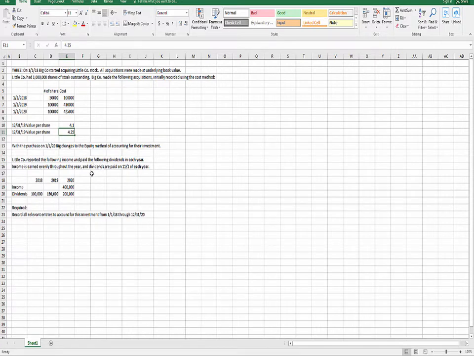Little Company reported the following income and paid the following dividends in each year. So here I have income and dividends for 2018, 2019, and 2020. Required: record all relevant entries to account for this investment from January 1st, 2018 through 12/31/20. So let's go ahead and do 2018 first. And there are three things we have to do.